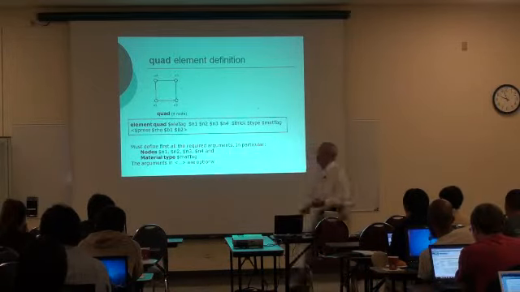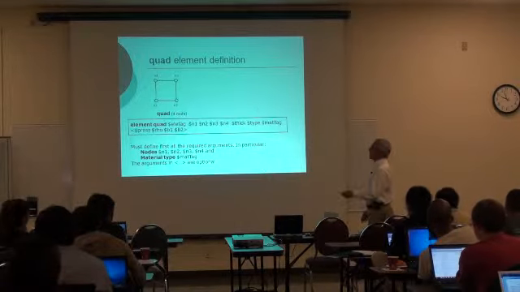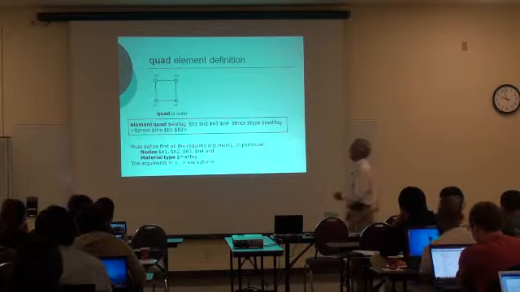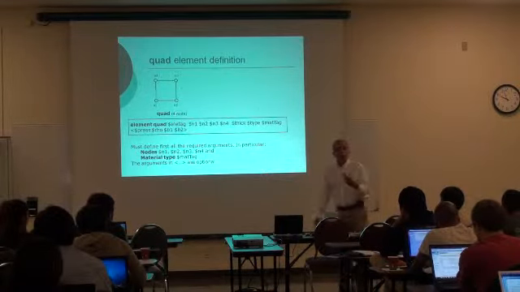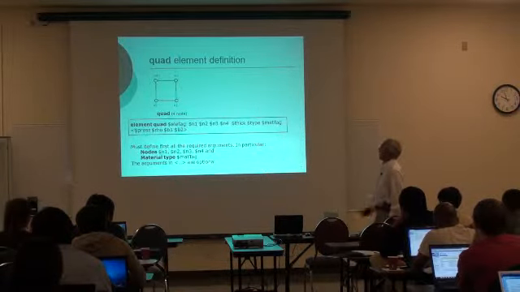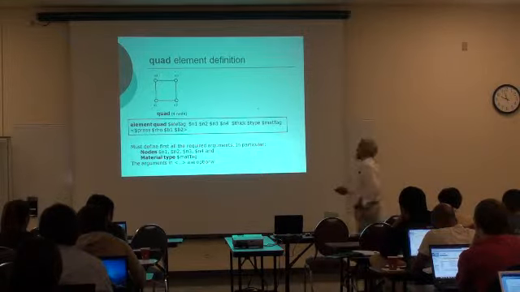How do you call that in OpenSees? Very simple. You use the command element, and then you put quad. Then you have a tag that allows you to identify the element that you're using, and then you put the nodes that are used to represent that element. These nodes have to be defined before the element is defined.